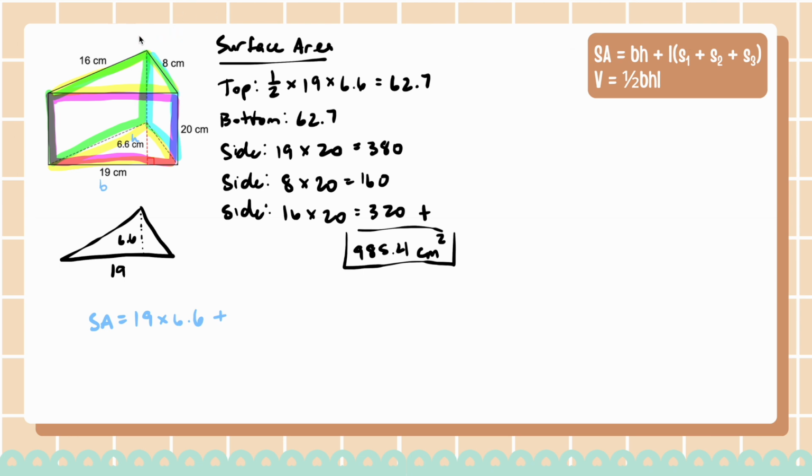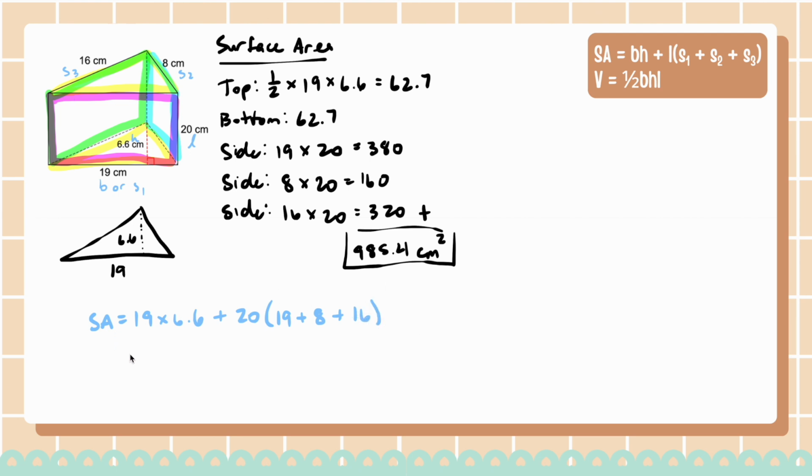So let's go ahead and finish labeling our prism. The height of our prism is going to be represented by L, and then each of the 3 sides of the triangle are going to be labeled S. So here I have my first side, S1. Here's my second side. Here's my third side. And let's plug that into the formula. So I'm going to start with L, which I know is 20, parentheses, S1, which is 19, plus S2, which is 8, plus S3, which is 16.